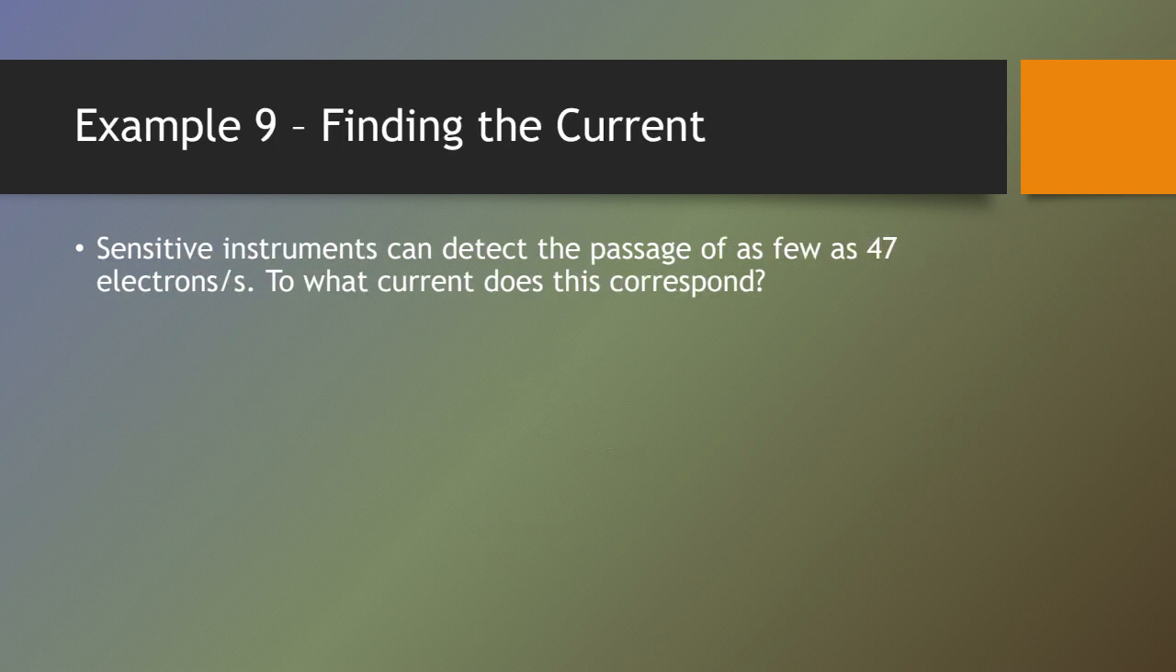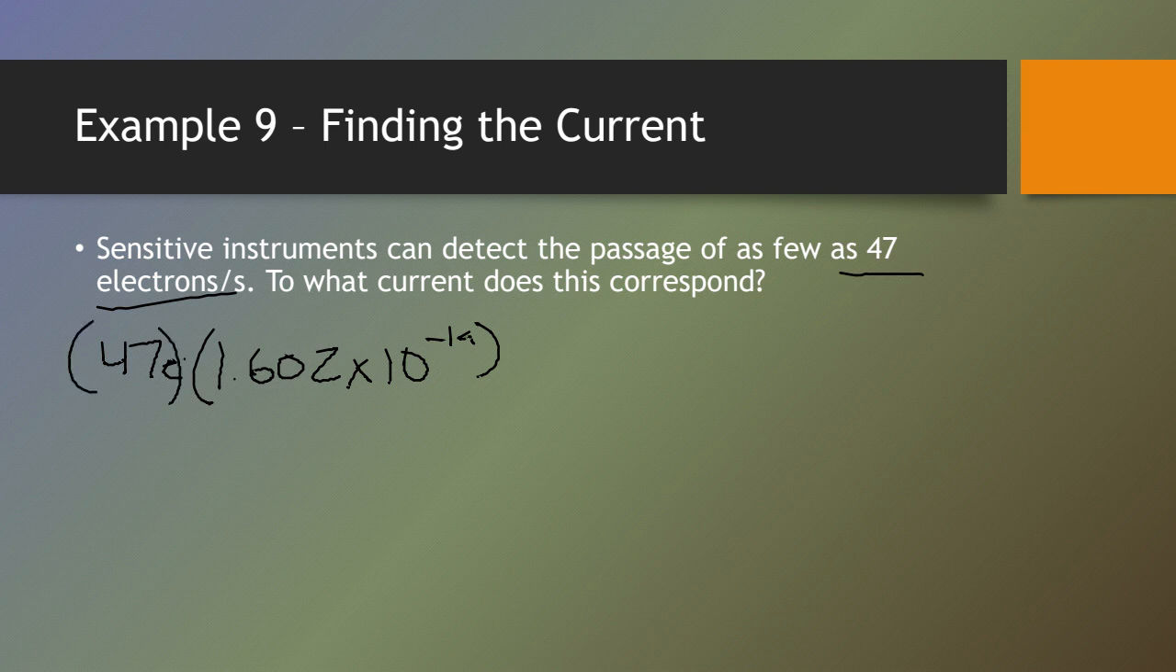So some instruments can be sensitive to the passage of as few as 47 electrons. And so we want to know how much current that would actually supply. Well, 47 electrons is going to have a charge when we multiply it times the charge of 1 electron. We have 47 of them. So 47 times the charge of 1 electron will give us 7.529 times 10 to the minus 18. And that's how many coulombs pass.